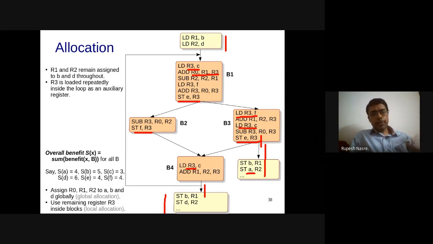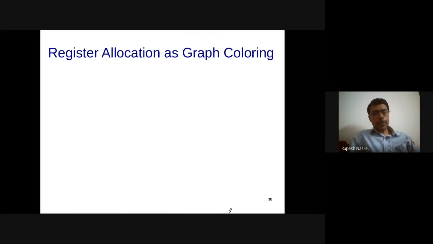R3 is loaded repeatedly, right? So it's used more like an auxiliary register. It's a scratch pad register. A is not live, therefore it doesn't get loaded. At the end of the loop, register values are stored back, like what happens at the end of the control flow graph in this basic block. Right?